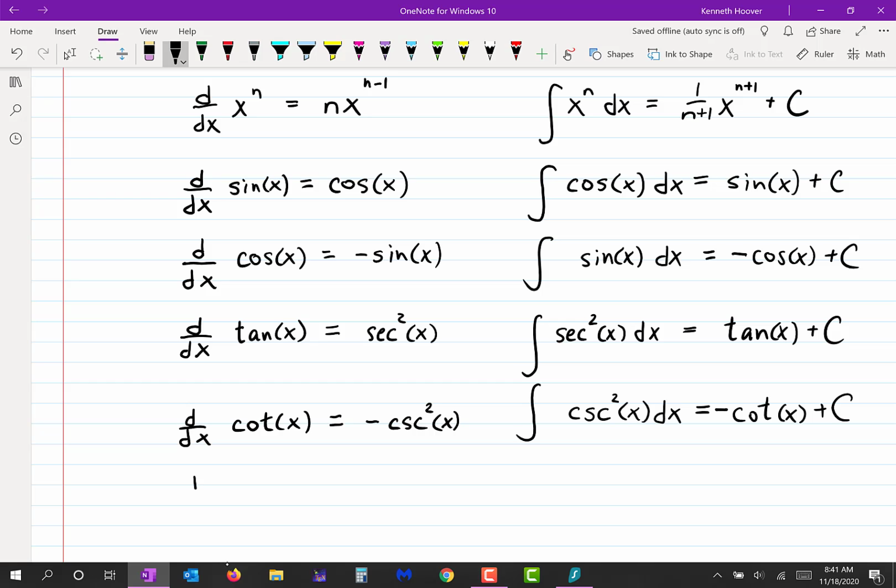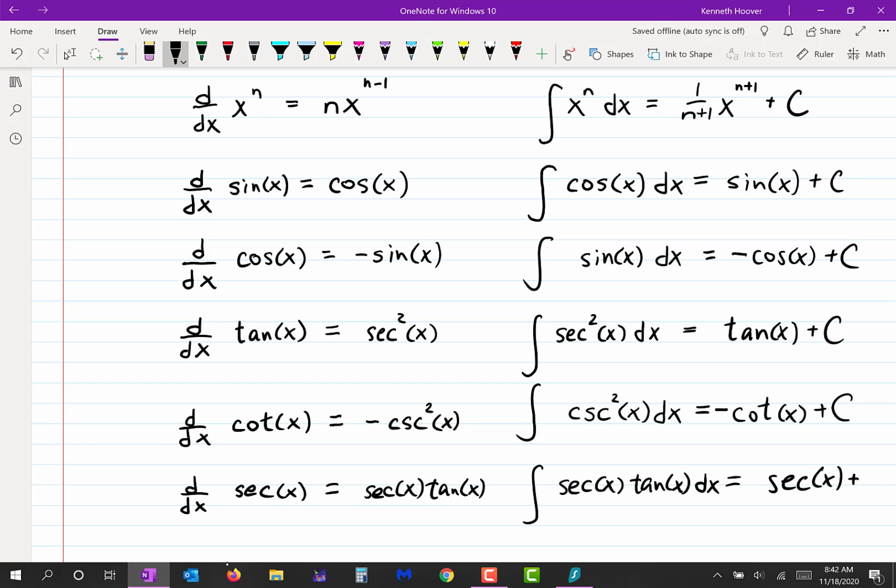The derivative of secant was secant times tangent. So that means the integral of secant times tangent is secant. You see, the point I'm trying to make is that every derivative that you learned, you also learned an integral. You just didn't know those words yet.